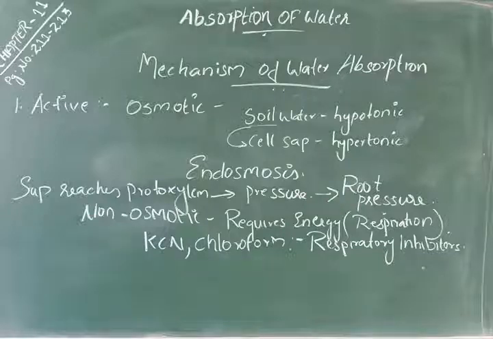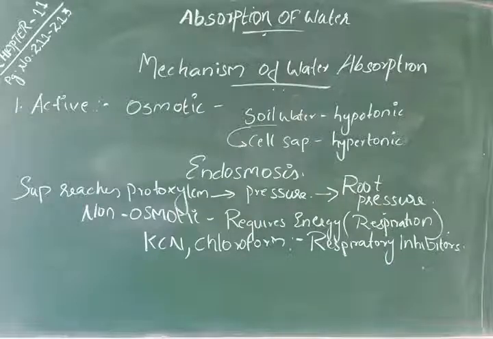So these are about the active mechanism of absorption, the osmotic as well as non-osmotic. Active absorption means the forces which are generated in the roots. Now two types, osmotic as well as non-osmotic mechanism. Osmotic means from the soil water, the cell wall may imbibe water by the process of osmosis.